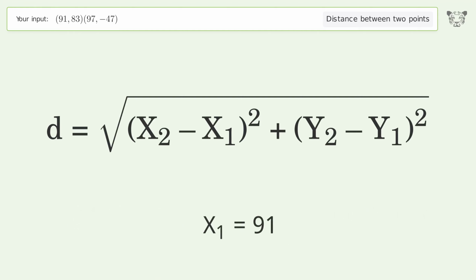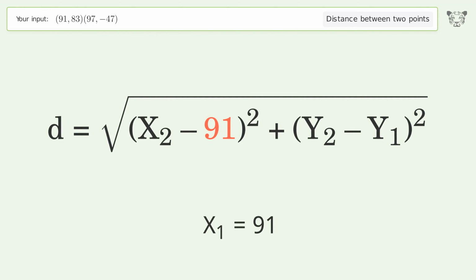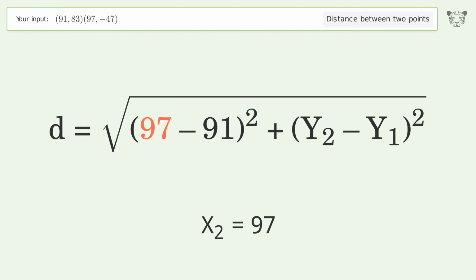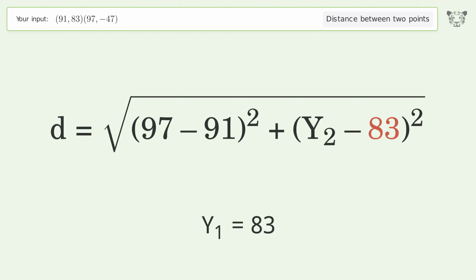x1 equals 91. x2 equals 97. y1 equals 83. y2 equals -47.